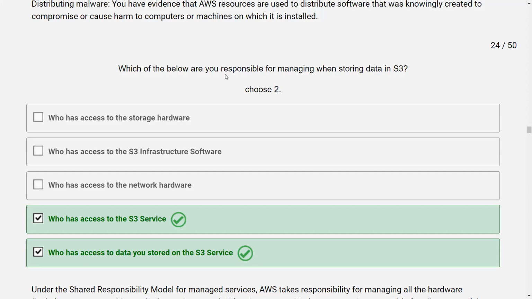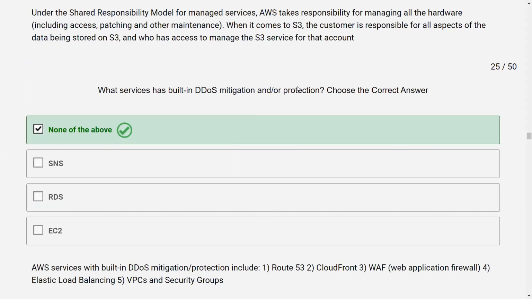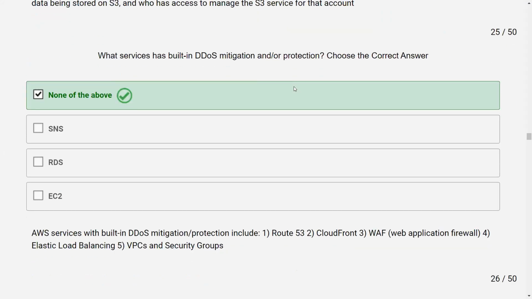Instead of service. Since the second one also says stored on the S3 service. So basically it's about either removing or maintaining the block public access setting. That's who has access to it, and then also the data in it. You control who has the data in it. So all the others are hardware. Question 24 confirmation, 25 in it.